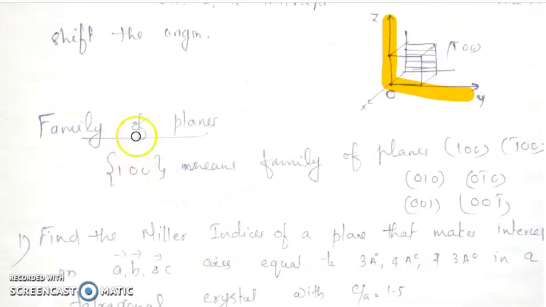Then a family of planes is enclosed in this type of bracket. It means a family of planes: 1, 0, 0, bar 1, 0, 0, 0, 1, 0, 0, bar 1, 0, 0, 0, 1 and 0, 0, bar 1. So a family of planes is represented by this symbol.